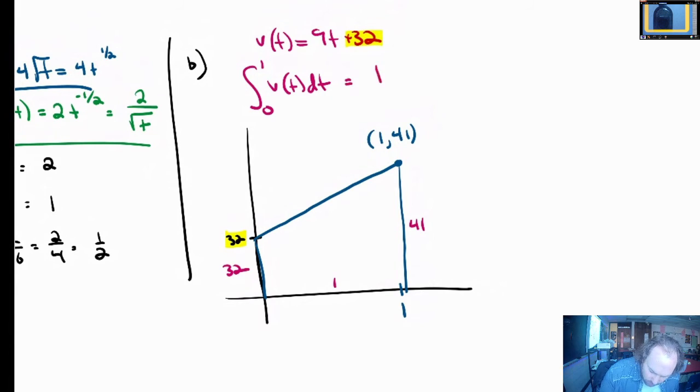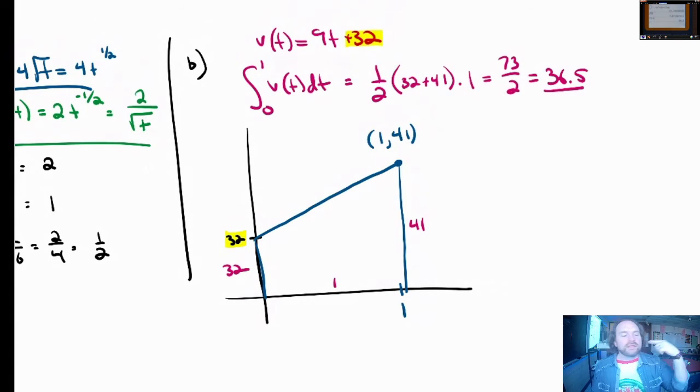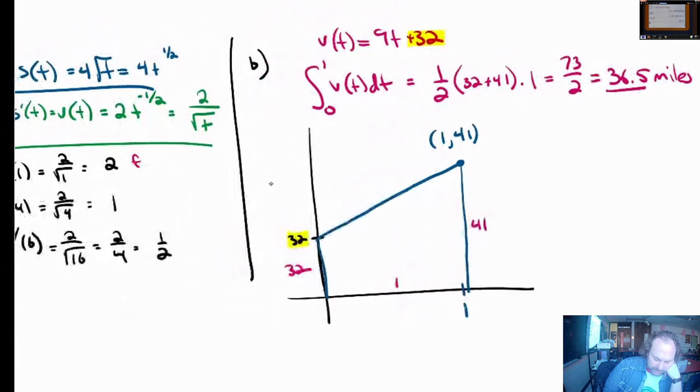This is going to equal 1/2 times the sum of the bases, 32 plus 41, times our height of 1. 32 plus 41 is 73. 73 divided by 2 is 36.5. And since we went from velocity in miles per hour, this is now in miles. I guess I missed that in the last problem. These should all be in feet per second, I think.